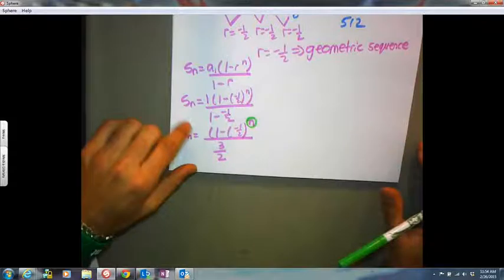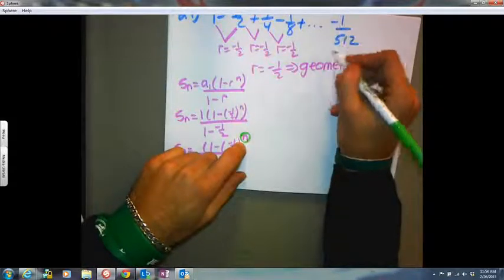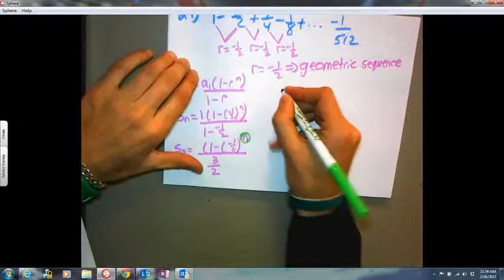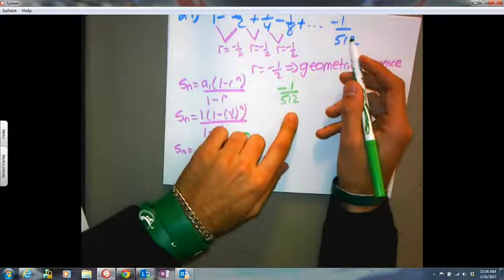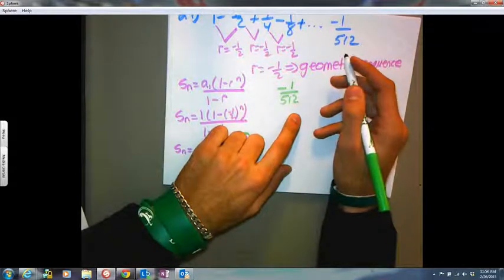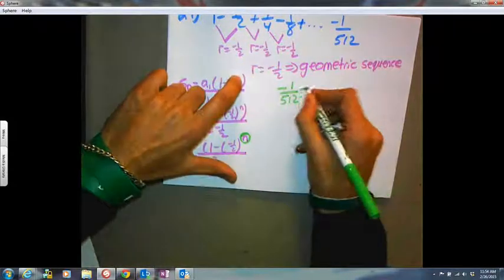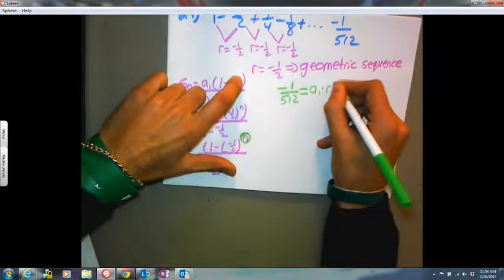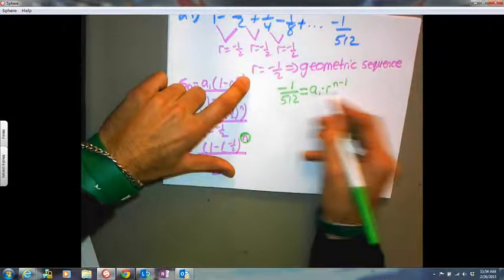So we need to find n. So we need to find how many terms we are adding up. So -1 over 512. We need to see which term number that is. Is it term 8, term 20, term 30, term 12? Who knows? Let's find out. And that is equal to A1 times R to the n minus 1. We know A1, we know R. Let's plug those in.